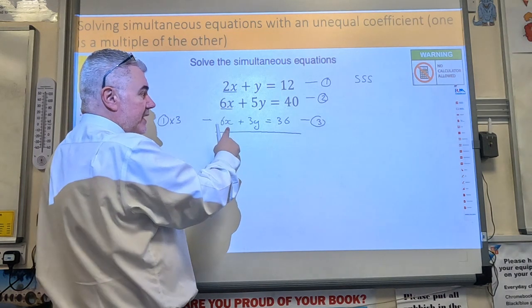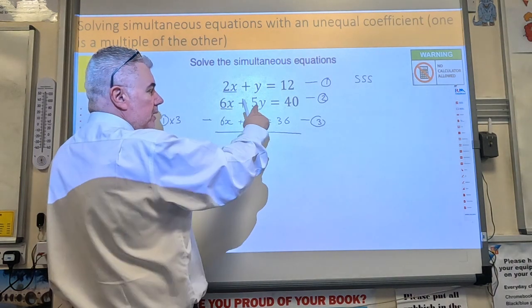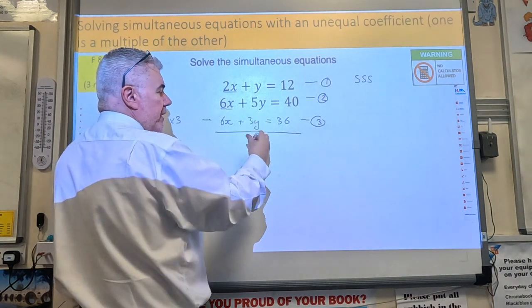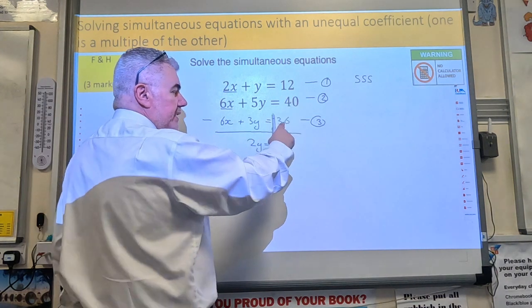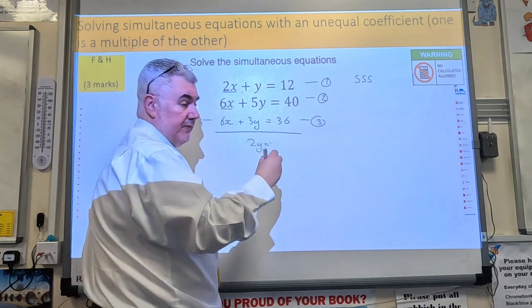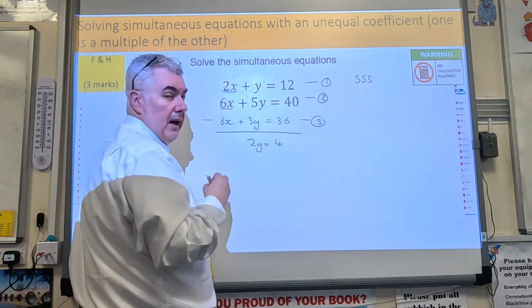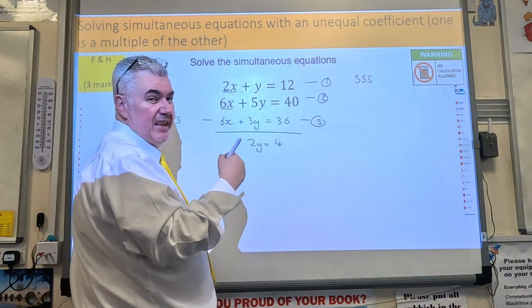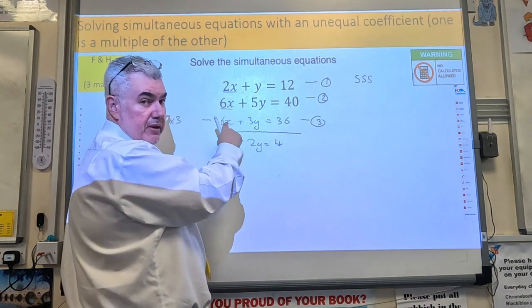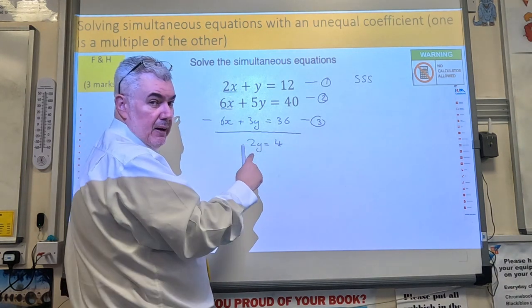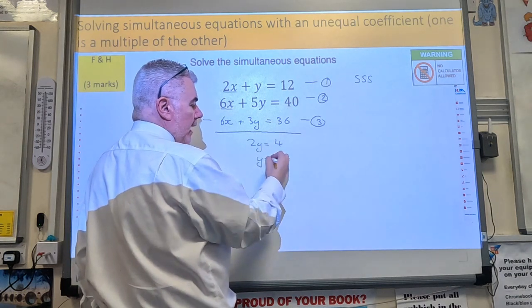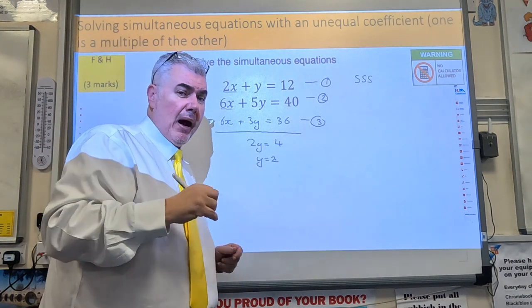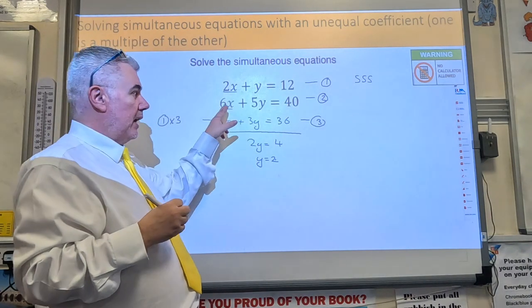6x subtract 6x disappears. 5y take away 3y leaves 2y. 40 take away 36 is 4. And I've got this little equation, much easier equation to solve. I've got rid of my x's. Gonna divide both sides by 2. And I found my y value. I found my y value that will be true in this and true in this.